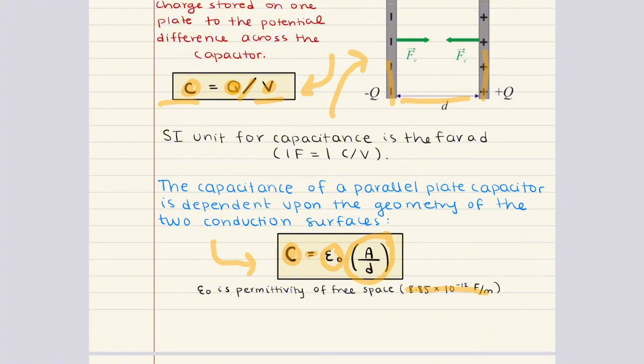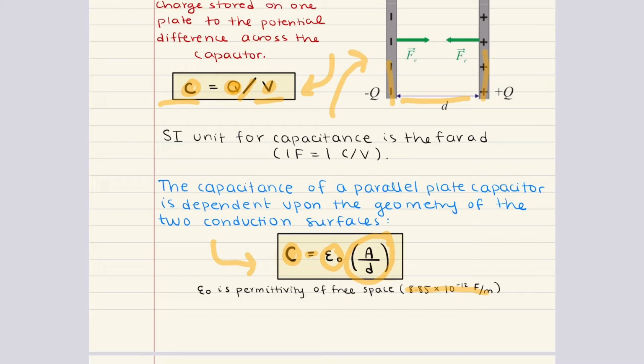This formula shows us that increasing the area of the plates increases the capacitance, while increasing the distance between the plates decreases it. And this makes sense intuitively because larger plates can store more charge, and placing the plates closer together is going to enhance the interaction between the charges.